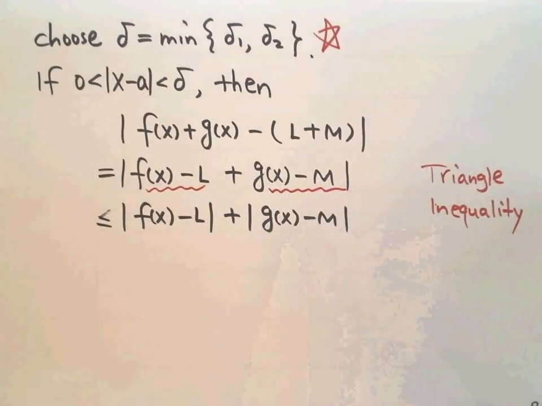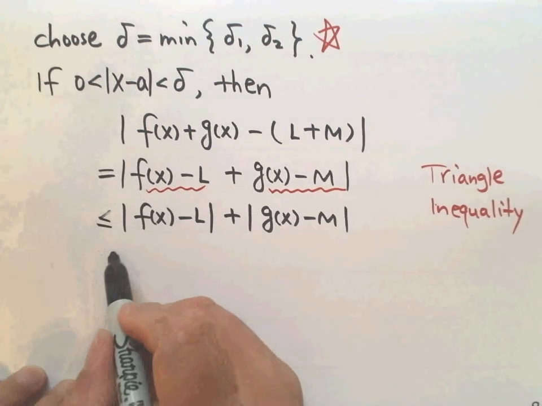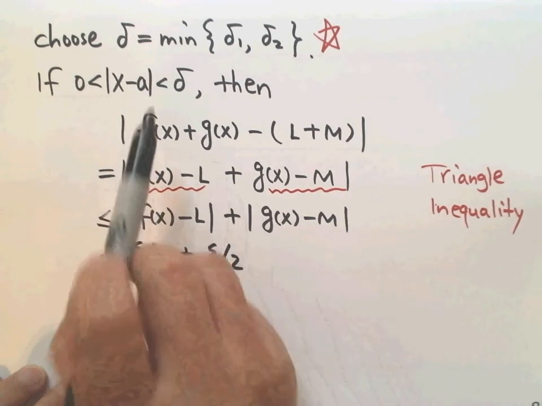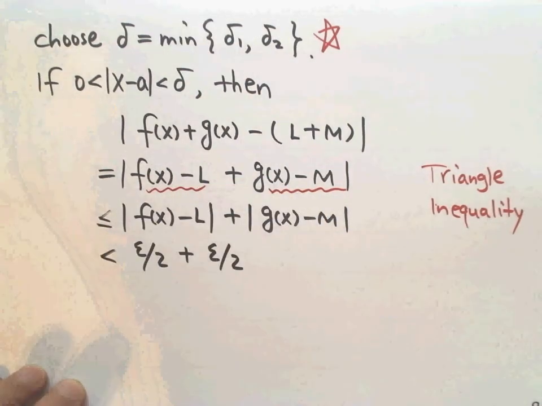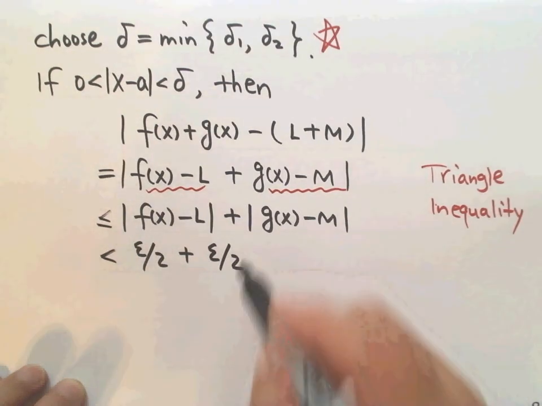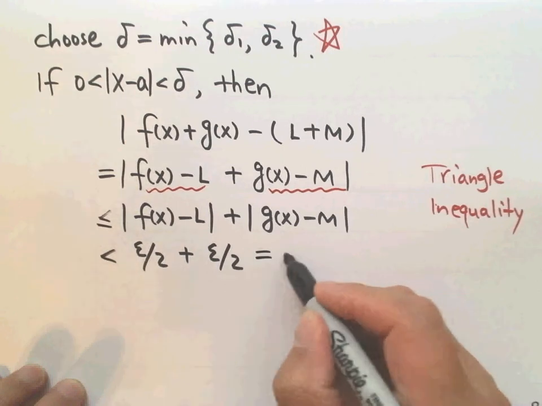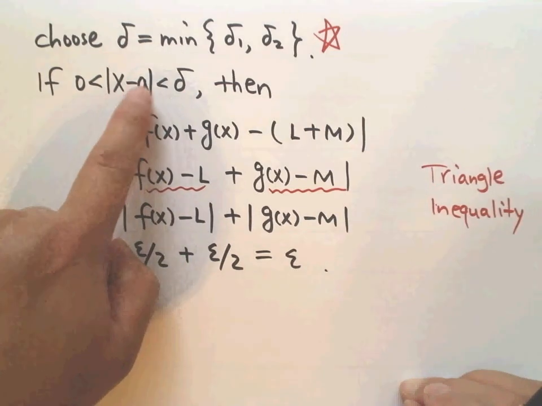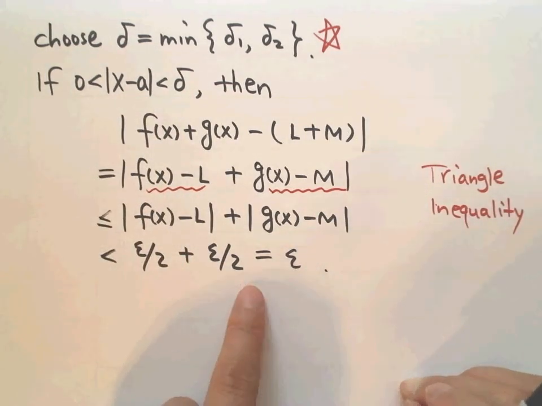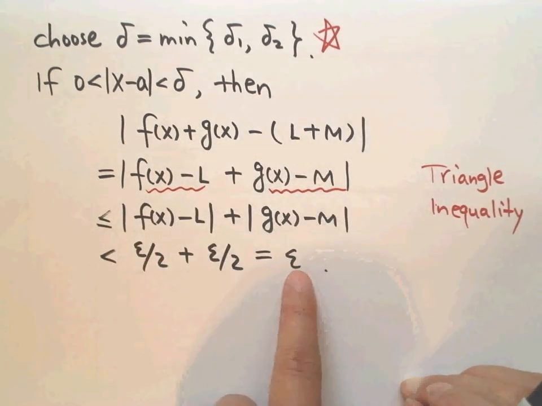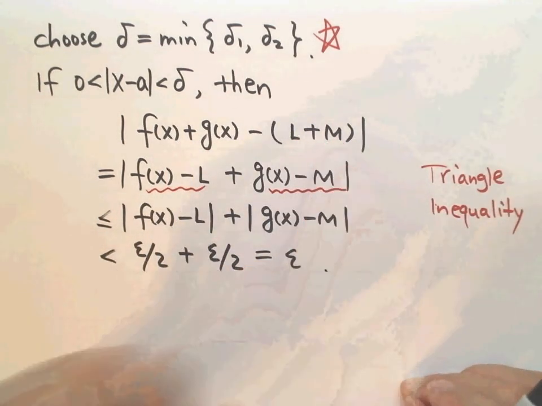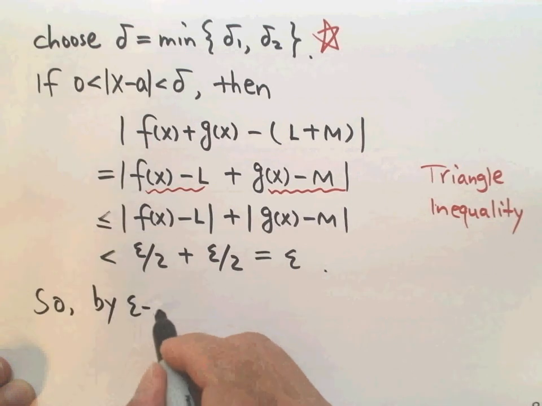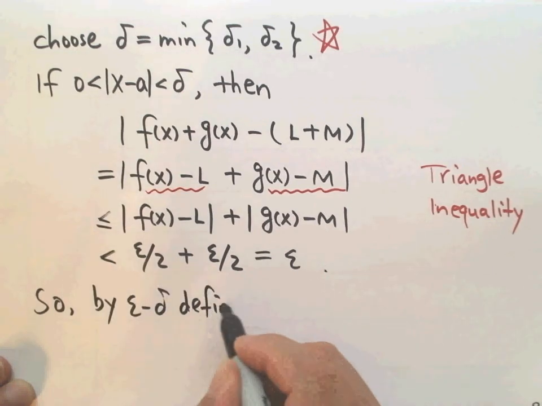If we have this now, can you see, go back: the first term, f minus L, is already less than epsilon over 2. This is less than epsilon over 2. So what do we have? We have this is less than epsilon over 2 plus epsilon over 2. Why? Because this delta is the minimum, so both statements are true. I hope that makes sense to you. And then doing the calculation, we get epsilon. Good. If x is in the delta neighborhood of A, we have made f plus g go into the epsilon neighborhood of L plus M.